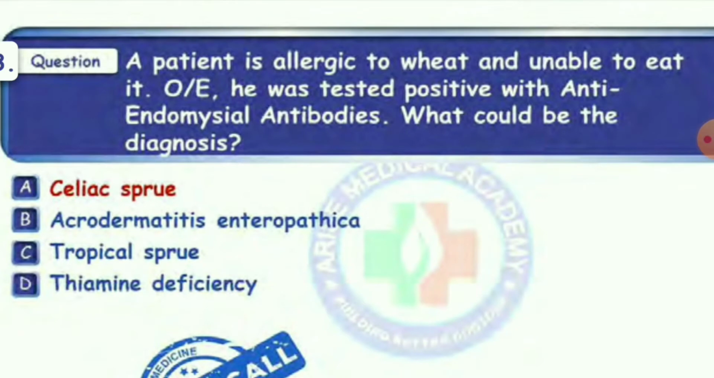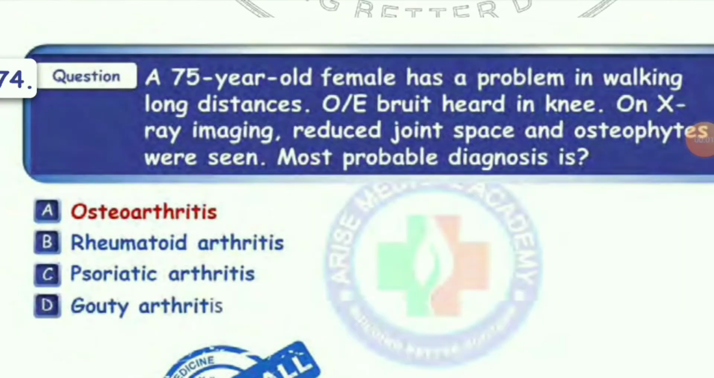Next question, a patient is allergic to wheat and unable to eat. On examination, he tested positive for anti-endomysial antibodies. What could be the diagnosis? The answer is celiac sprue. Next question, a 75-year-old female has a problem walking long distances. On examination, bruising is seen around the knee. On X-ray imaging, reduced joint space and osteophytes were seen. The most probable diagnosis is osteoarthritis.